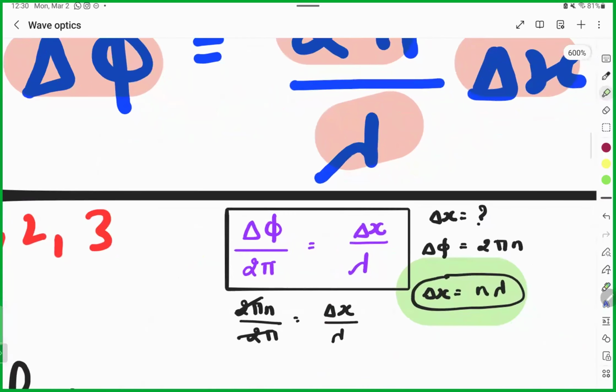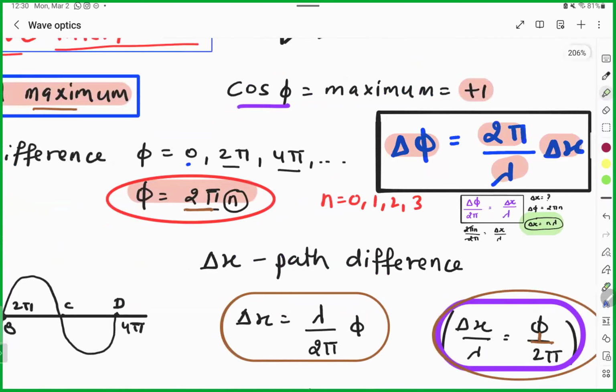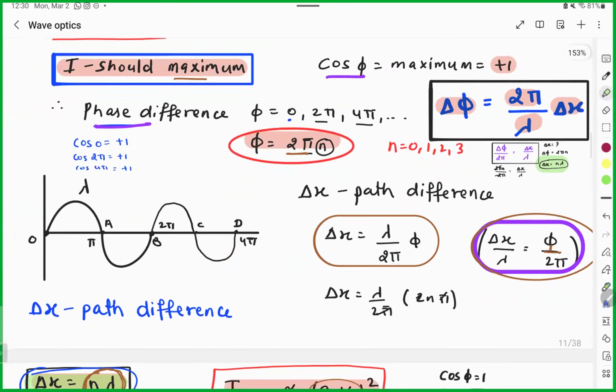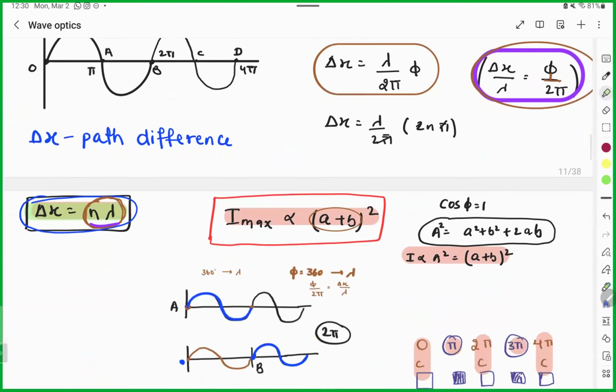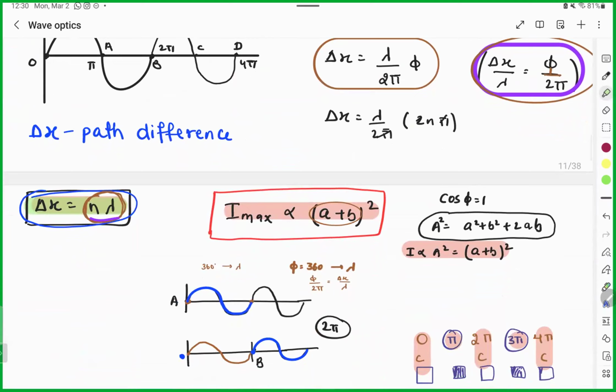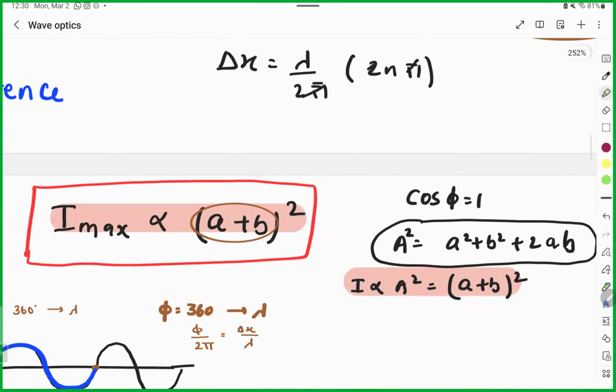Remember, change in phase difference by 2 pi corresponds to change in path difference by lambda, because we are correlating ratio of two quantity. Okay, ratio of two quantity. And if you want to calculate maximum intensity, it means both of your amplitudes will be added. Their addition square will decide your maximum value. Done. Any doubt, guys? How we got this value?